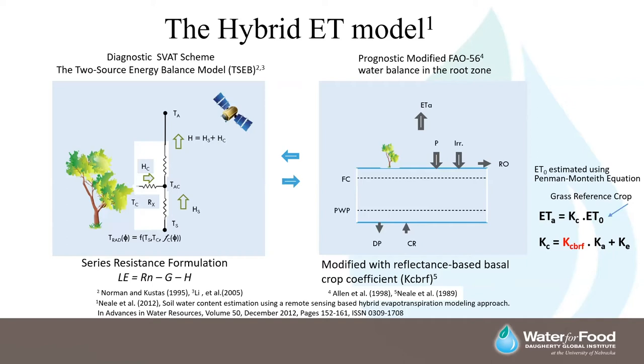And what you're going to see as an example is us modeling the basal crop coefficient that then is used to get the Kc and used to get the actual evapotranspiration after multiplying by the reference evapotranspiration.